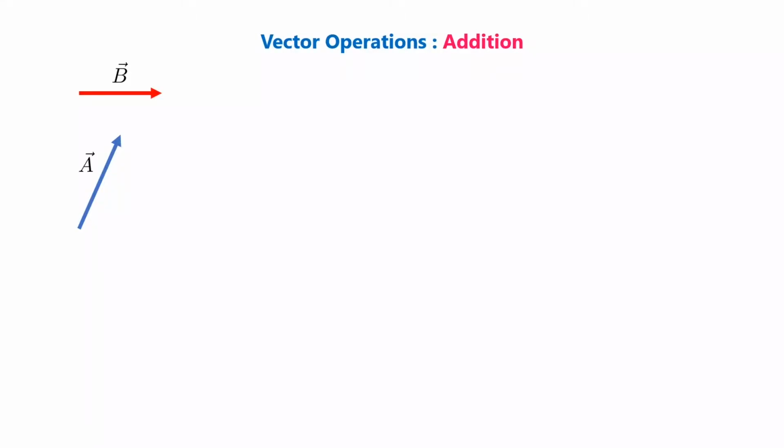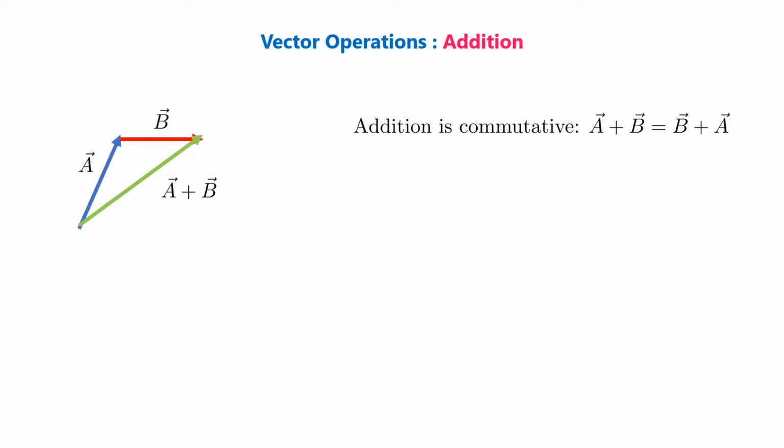Let's now discuss vector addition. Suppose that we need to add two vectors, vector A and vector B. In order to add these two vectors, we place the tail of B at the head of A, and the sum A plus B is the vector from the tail of vector A to the head of B. And vector addition is commutative. That means that vector A plus vector B is equal to vector B plus vector A.